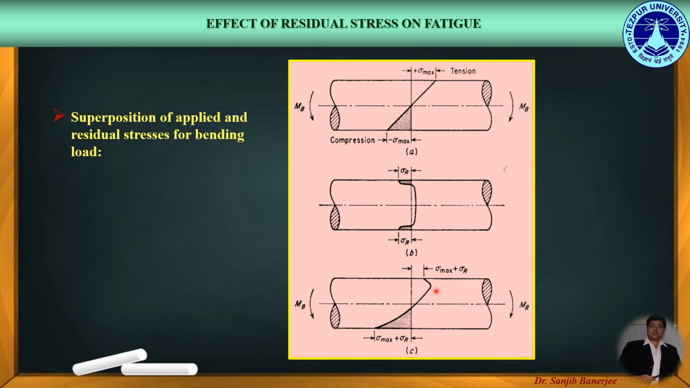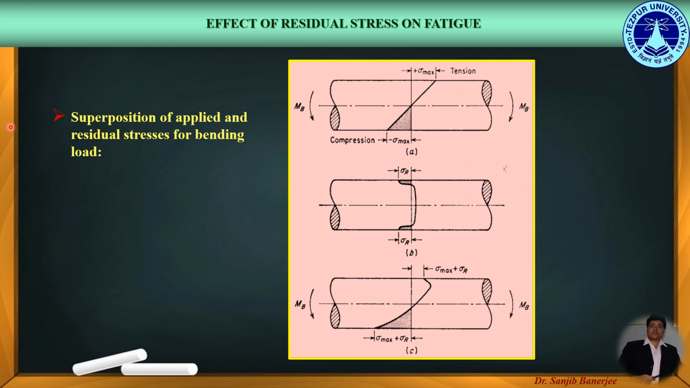On the other hand, at the lower surface of the beam, due to the superimposition of the applied stress which is compressive and the residual compressive stress, the resultant compressive stress has increased to sigma max plus sigma r, where sigma max is the applied stress which is compressive or negative, and sigma r is a residual stress which is also compressive and negative in nature.